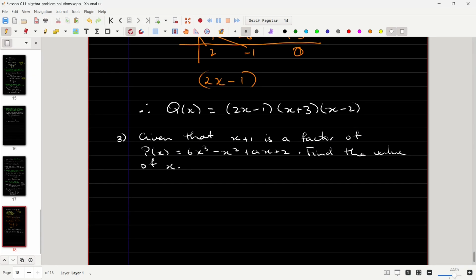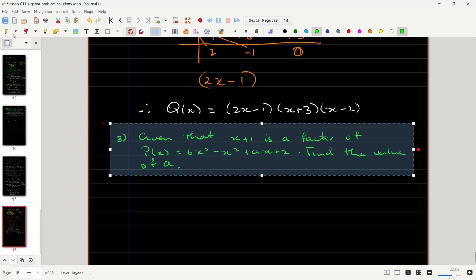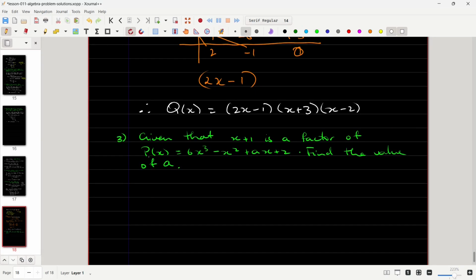So given that this is a factor of this, find the value of this. I don't think that's x. I'm supposed to find the value of a. Right? That was an error. Okay? You can't find the value of x because a is an unknown. Okay, so let's see. Given that this is a factor of this, we have to find the value of a.